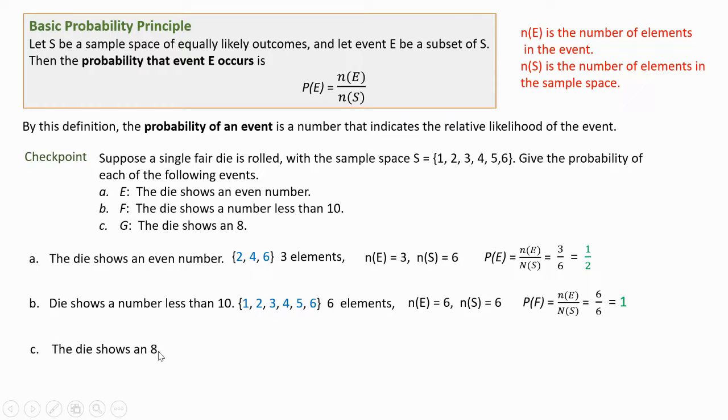For part C, the die shows an 8. There's no way, so there's no 8. There are 0 elements, so N of E is 0, and N of S is equal to 6. So the probability that the die shows an 8, which is event G, is 0 over 6, which is 0. There's no way you can get an 8. So it's 0.